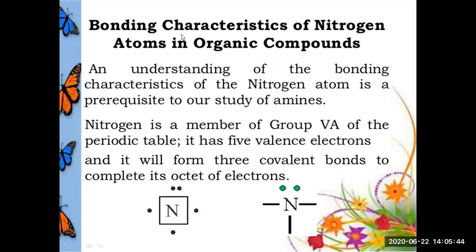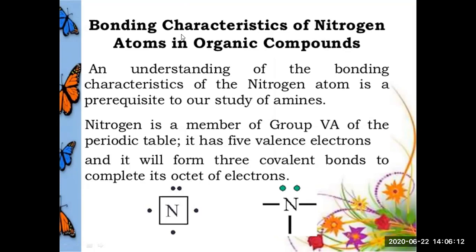Bonding characteristics of nitrogen atoms in organic compounds. An understanding of the bonding characteristics of the nitrogen atom is a prerequisite to our study of amines. Nitrogen is a member of group 5A of the periodic table. It has 5 valence electrons and it will form 3 covalent bonds to complete its octet of electrons.